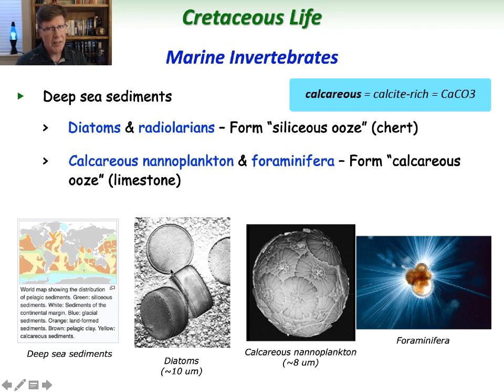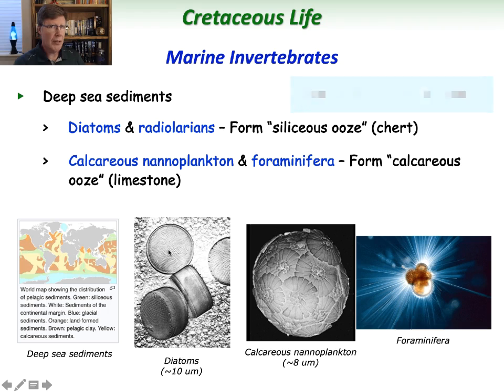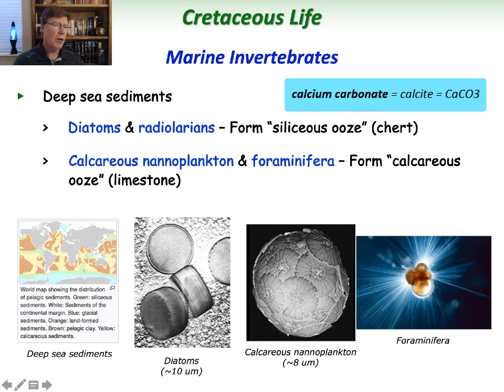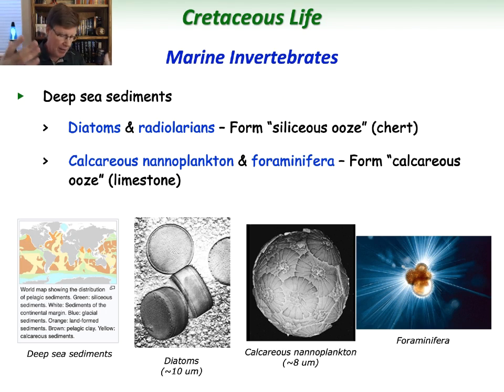Calcareous ooze would be the collection of very small microscopic skeletons of organisms like calcareous nanoplankton and foraminifera. These organisms extract calcium carbonate from the seawater and excrete it to make a calcareous shell, and when they die, they litter the seafloor, becomes a calcareous ooze, which then crystallizes into the sedimentary rock limestone. So two major types of sedimentary rock, chert and limestone, form from these microscopic creatures.